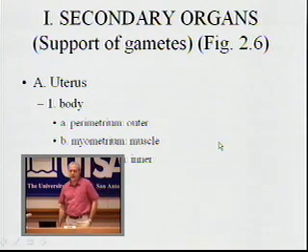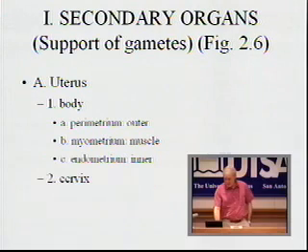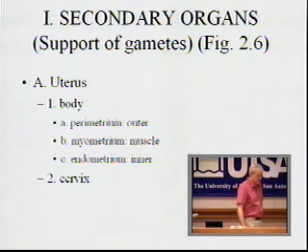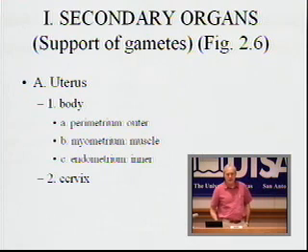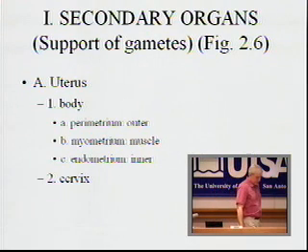So the secondary organs in the female reproductive system are the uterus and the cervix. Obviously, the primary ones are the gonads, the ovary.